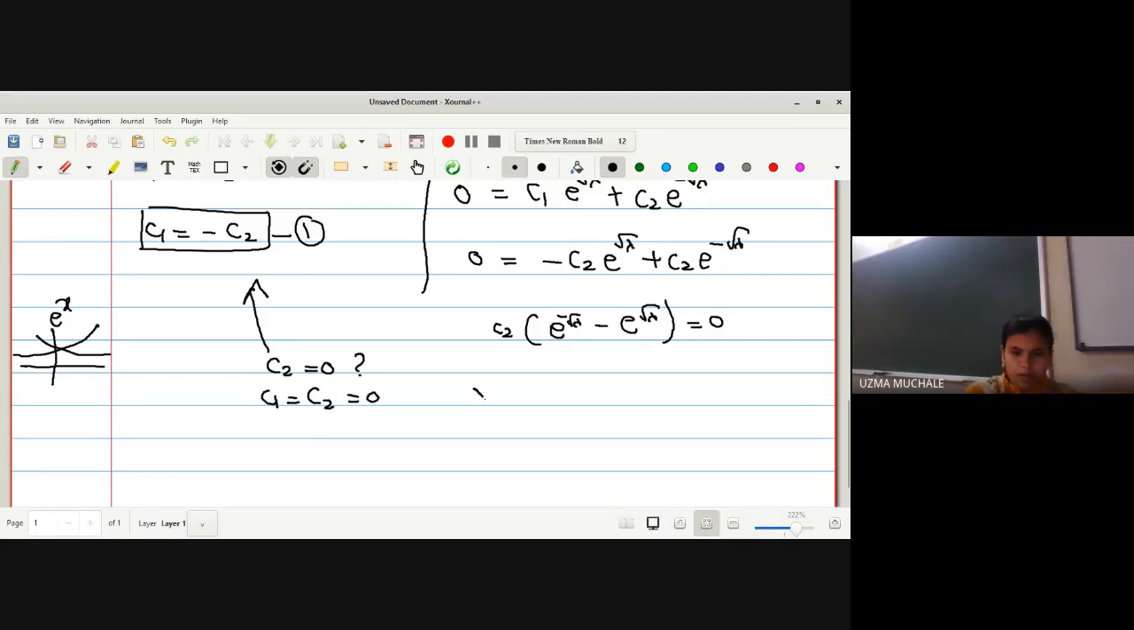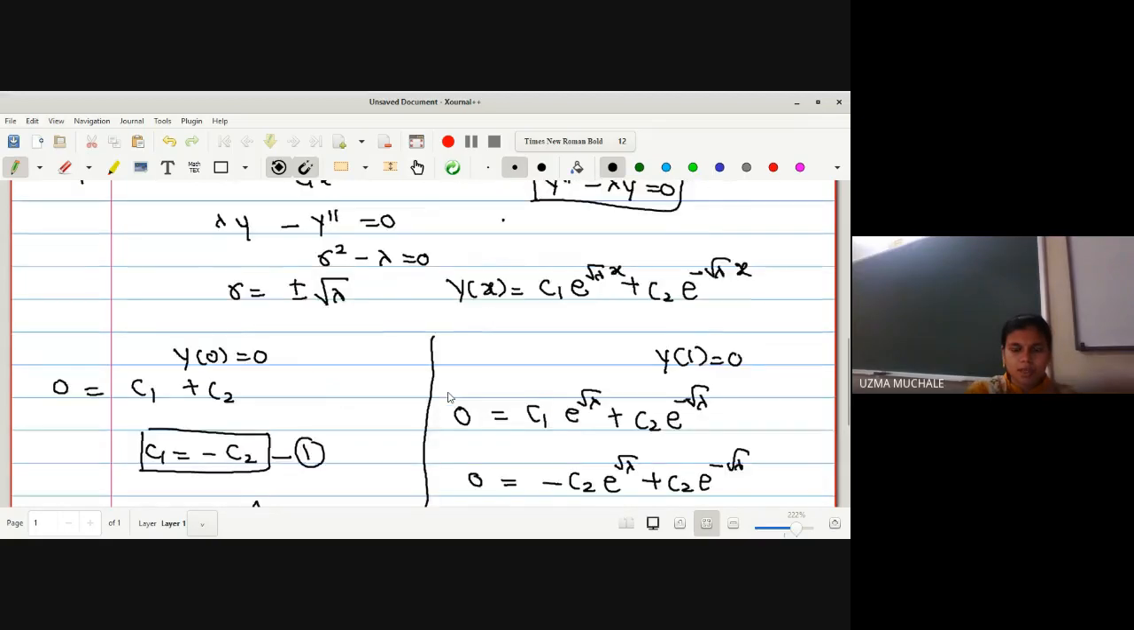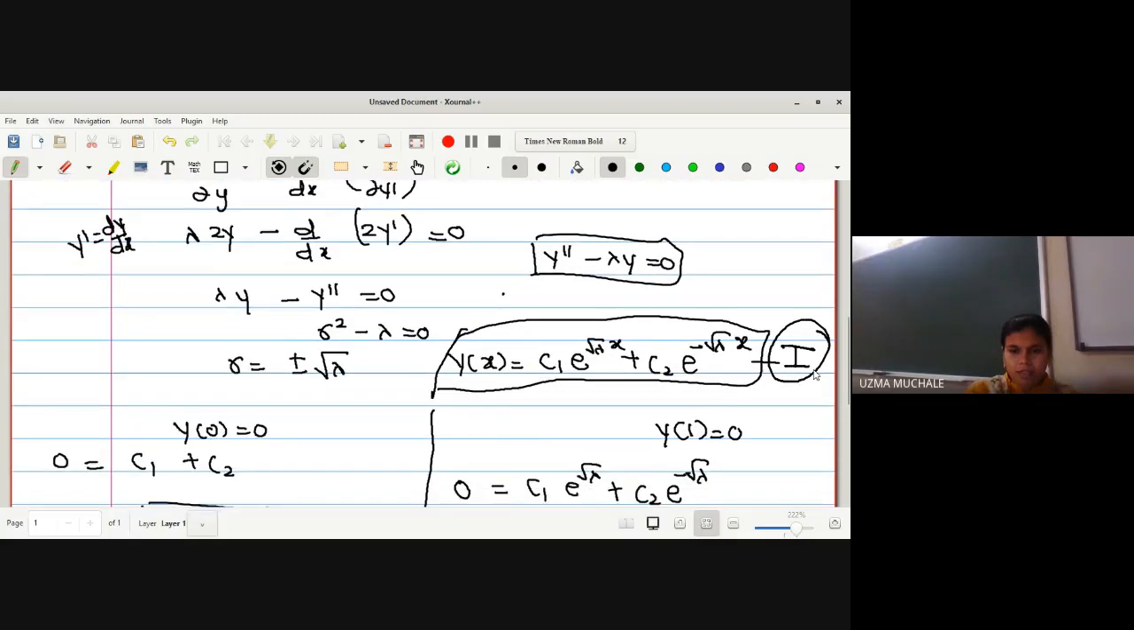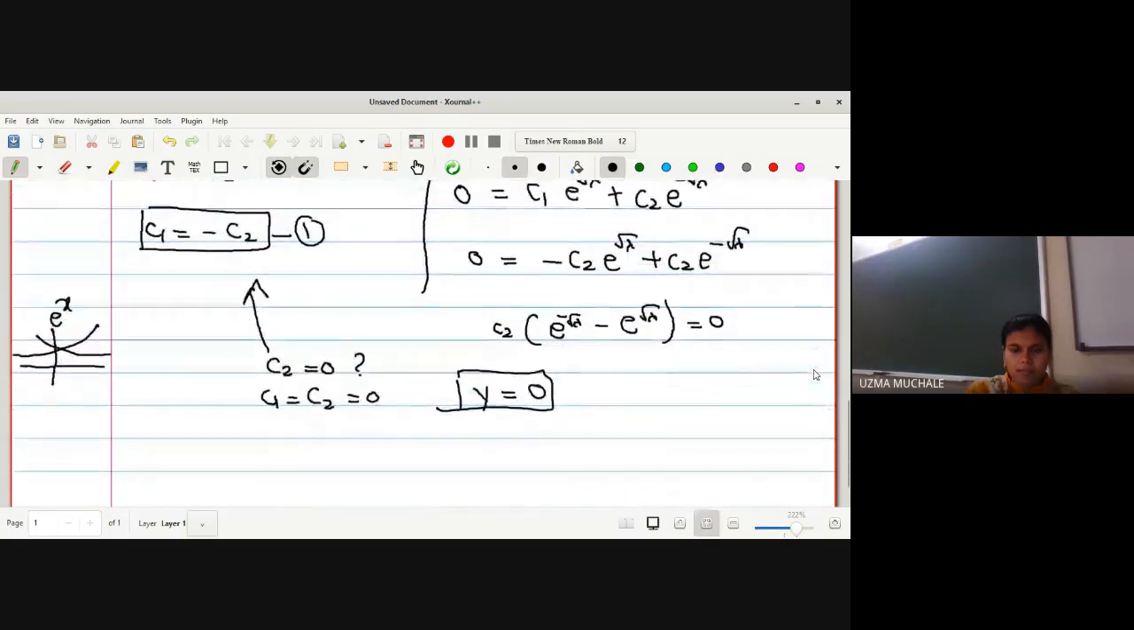So what will be the resultant? y is equal to 0. That means we get a trivial solution. If you put the values of c1 and c2 in our equation, that is nothing. This is our equation we have obtained. Let me name it as some equation first. So if I put the values of c1 and c2 as 0, then we get the trivial solution.